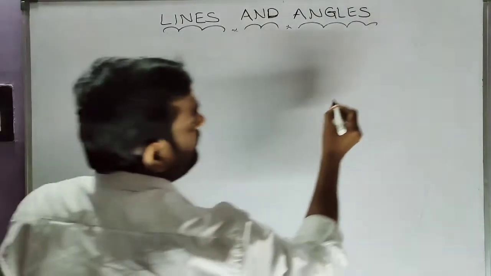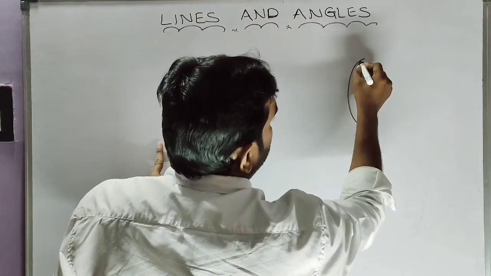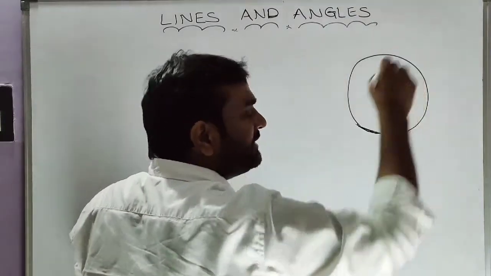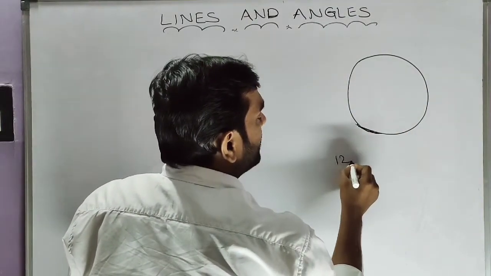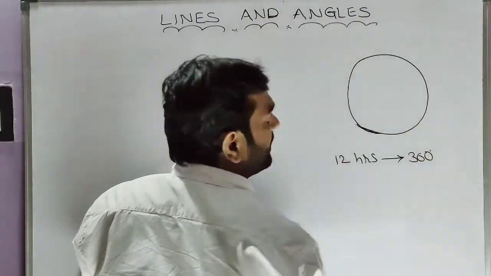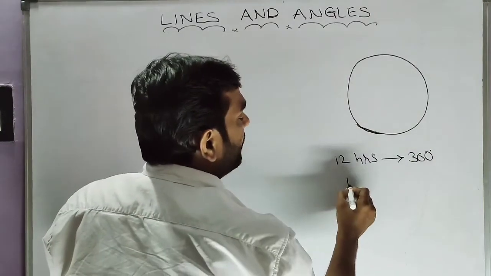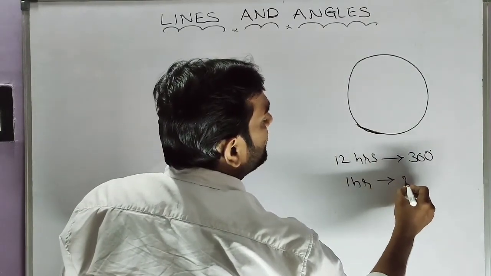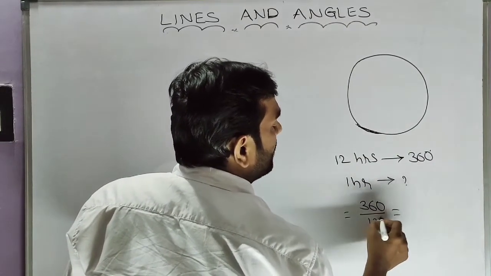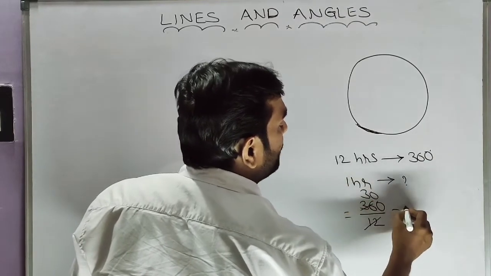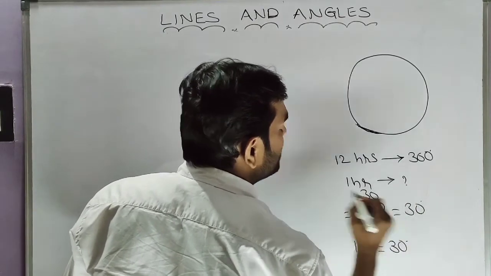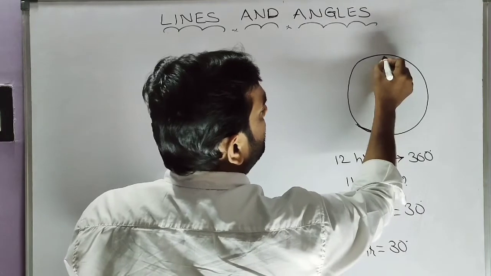Listen, here the clock, a circle, nothing but round the clock, the total is 360 degrees. That means for 12 hours, 360 degrees. For 1 hour, how much? That means 360 by 12. 12 times 3 is 36 and 0, so 30 degrees. So we can write per 1 hour, 30 degrees.